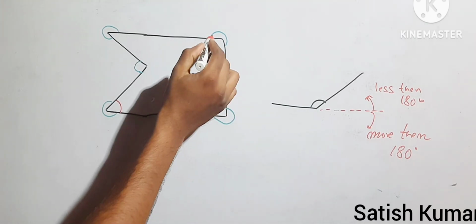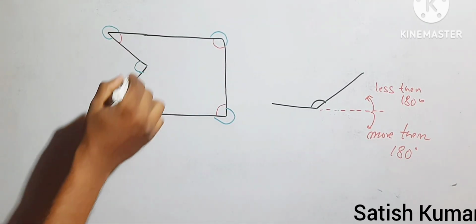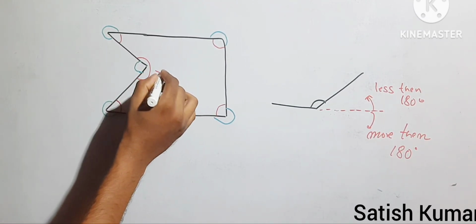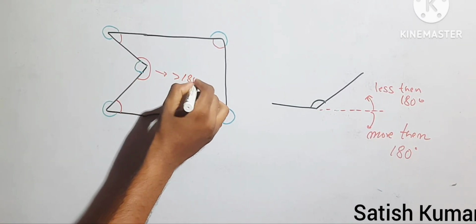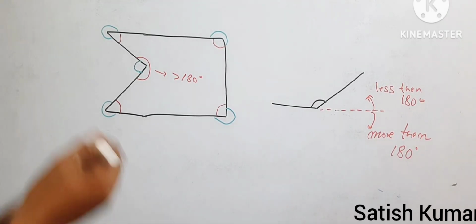Smaller as compared to outside. Smaller as compared to outside. Smaller as compared to outside. Bigger as compared to outside. So this angle is greater than 180 degrees. Means one angle is greater than 180 degrees. So okay, and one more thing is that when it is greater than 180, somewhere you're getting a diagonal outside the diagram.